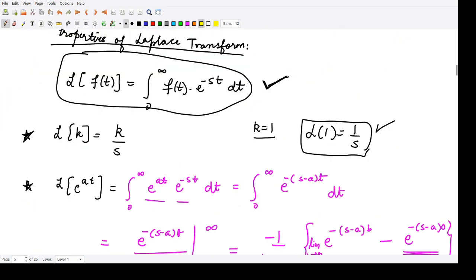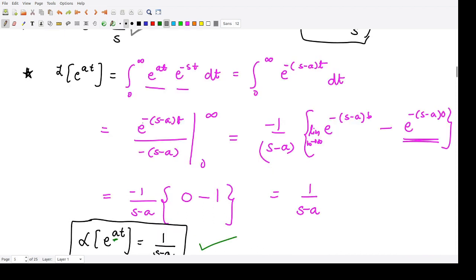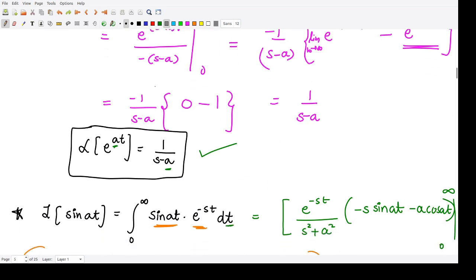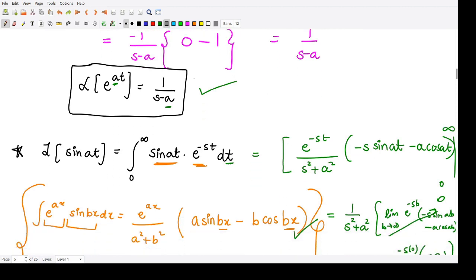The first property for Laplace transform is that the Laplace transform of any constant function k is k divided by s. So k divided by s, this is the formula, and the Laplace transform of the number 1 is simply 1 by s. So we replace this k by 1 here, right? Next we have seen the Laplace transform of e to the power at, that comes out to be 1 upon s minus a. So all these formulas you should remember them.